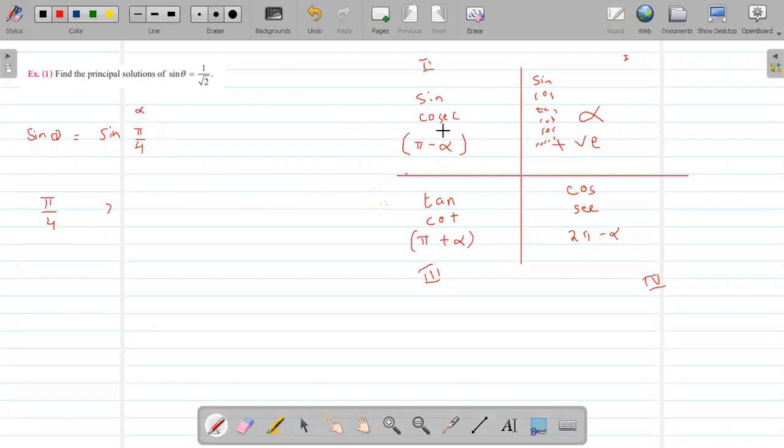Where is sine positive except the first quadrant? In the second quadrant. In the second quadrant, sine is positive. Can you see sine is there? And what is the formula here? Pi minus alpha. So I'll put pi minus alpha, which is pi by 4. Just do cross multiplication. 4 multiplied by pi is 4 pi, minus pi upon 4. 4 pi minus 1 pi is 3 pi upon 4. And you will get your answer 3 pi by 4.